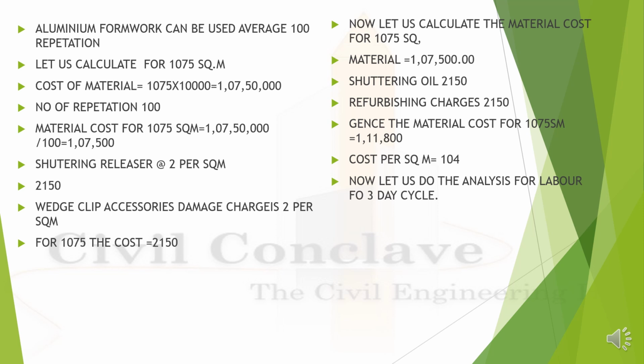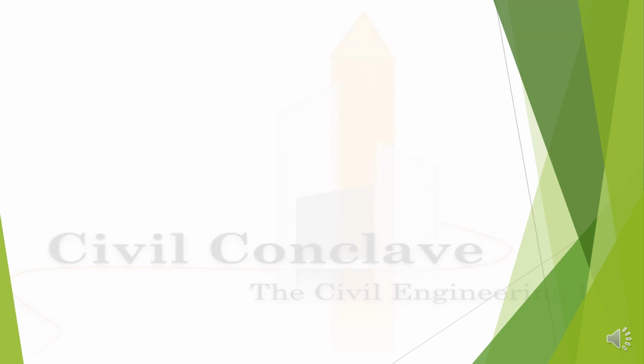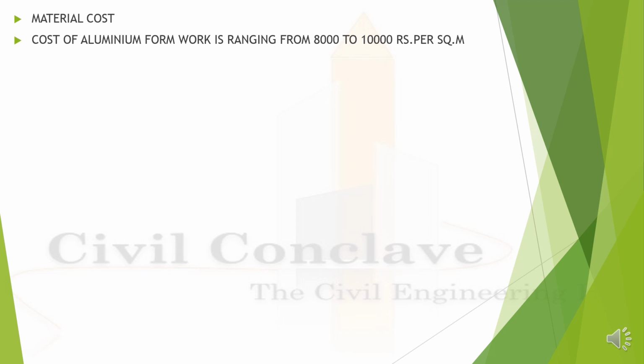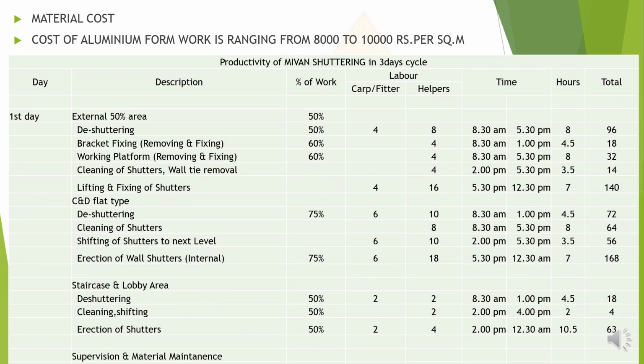Now, let us do the analysis for labor based on a 3-day cycle, which is actual at one of the project sites. Material cost: the cost of aluminum formwork ranges from 8,000 to 10,000 rupees per square meter. Now, here we are going to talk about the productivity.